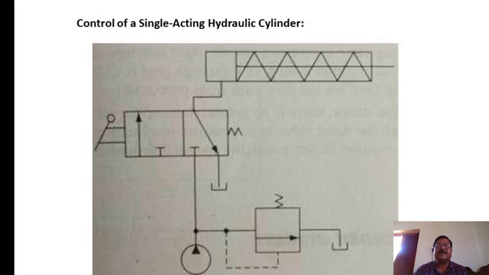The spring force is there. If you supply the pressure, the piston is moved against the spring force. The oil pressure is applied, hence the piston movement takes place. This is single acting. Again, due to the spring force, the oil goes back to the tank. This is the tank symbol, these are the tank lines, and these are the springs.